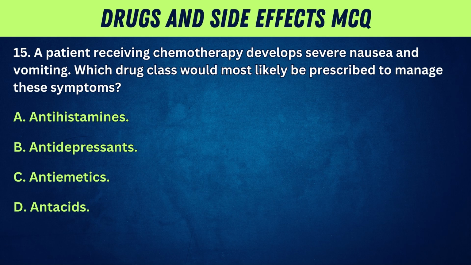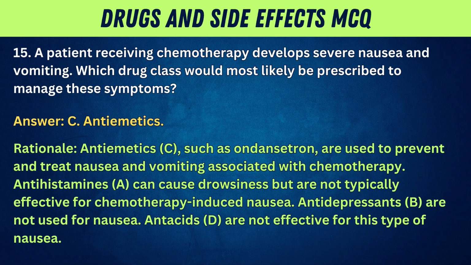15. A patient receiving chemotherapy develops severe nausea and vomiting. Which drug class would most likely be prescribed to manage these symptoms? A. Antihistamines. B. Antidepressants. C. Antiemetics. D. Antacids. Answer: C. Antiemetics. Rationale: antiemetics, C, such as ondansetron, are used to prevent and treat nausea and vomiting associated with chemotherapy.